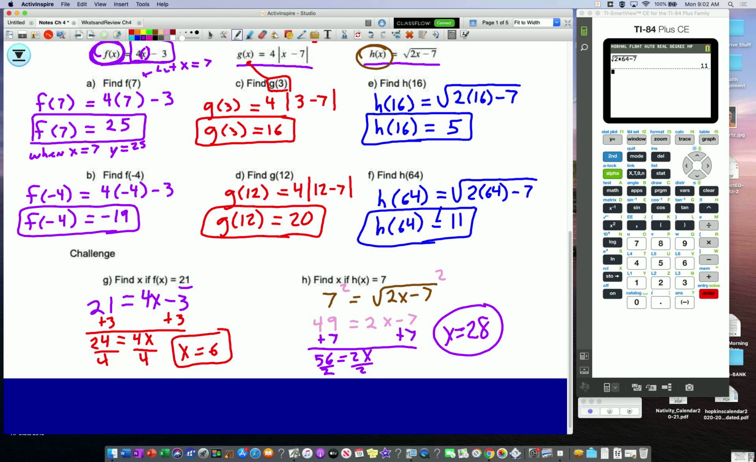28. All right, so for today, now you should be able to use these examples to help you with the 4.1 worksheet.